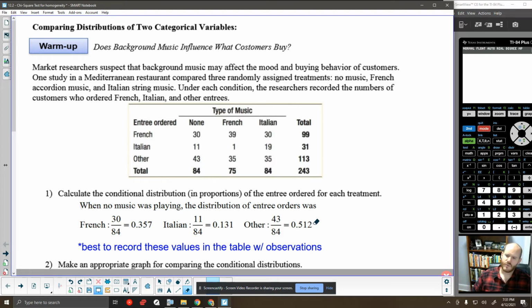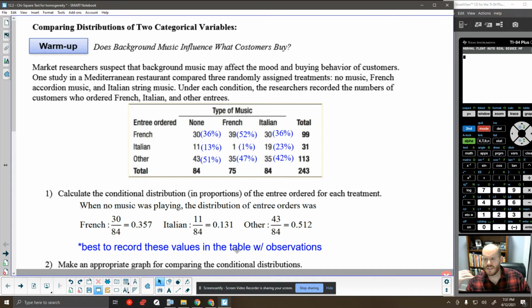Now, since I want to do this for all of my categories, it's going to take up a lot of space to write this in. So my recommendation for you, if you have this question on the AP exam, is to just write those proportions into the table as you calculate them. And then for this question, just say see above. An AP reader totally knows what that is. In fact, they expect it. So here are my 3 different conditional distributions of entree ordered for each type of music.